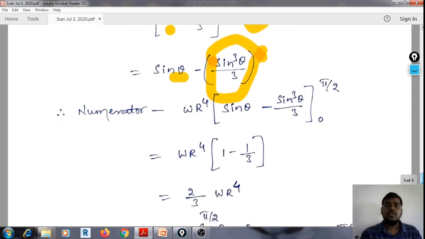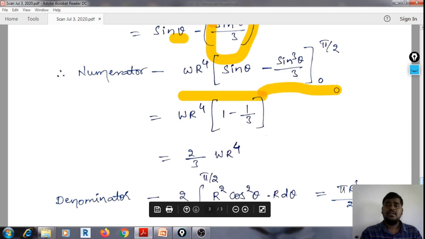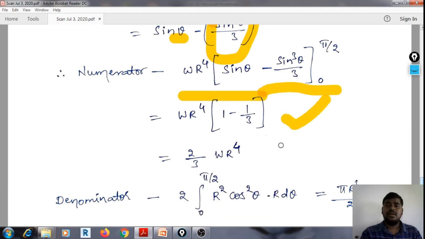So upon numerator calculations, we get this first step and another step, and finally 2 by 3 WR power 4. Unless you have paper and pen with you, this is not easy to solve.